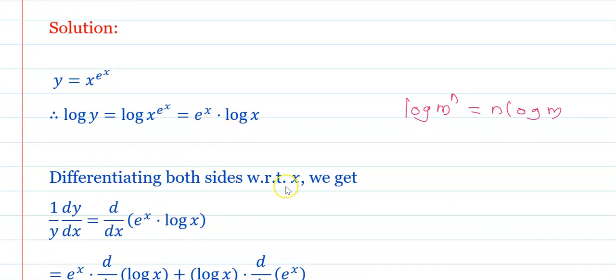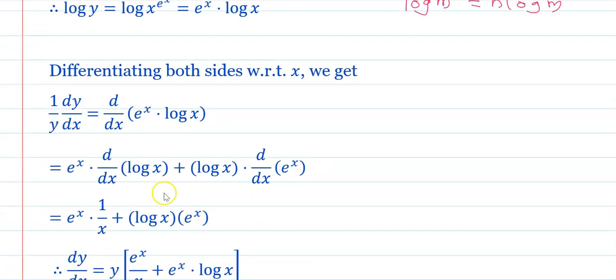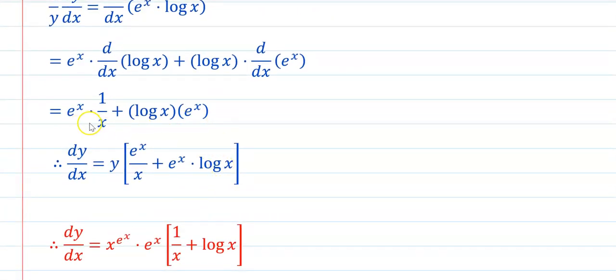Now differentiate this with respect to x. Derivative of log of y is 1 upon y into dy by dx. That is equal to d/dx of e raised to x into log x. To e raised to x into log x, we will apply the product rule here. Keep e raised to x as it is, d/dx of log of x is 1 upon x. So e raised to x into 1 upon x plus log of x as it is, derivative of e raised to x is e raised to x. Again, we can take e raised to x common from both of these later.